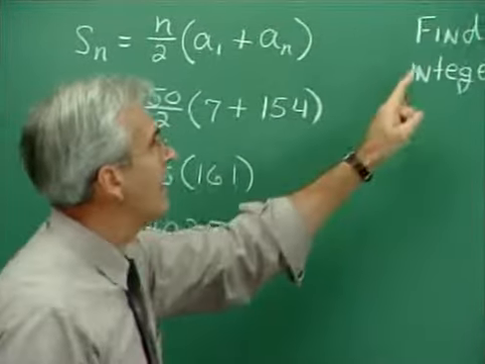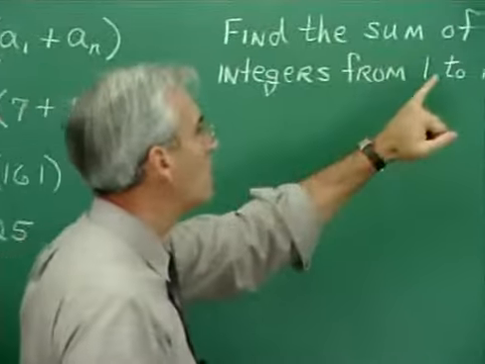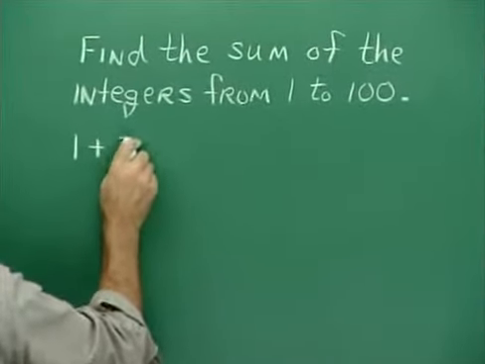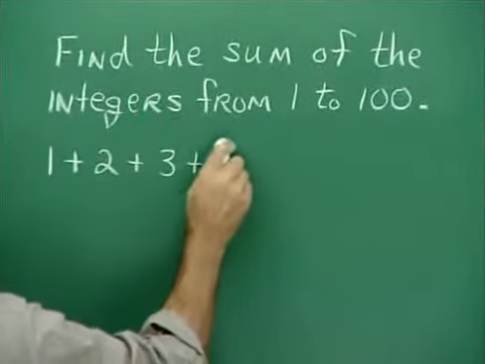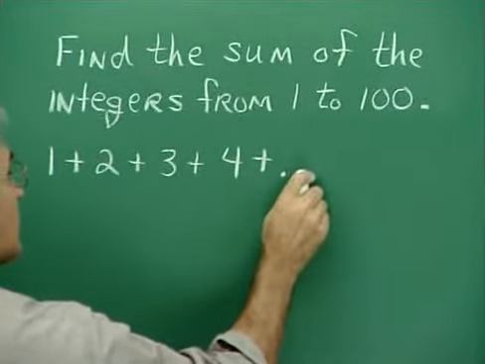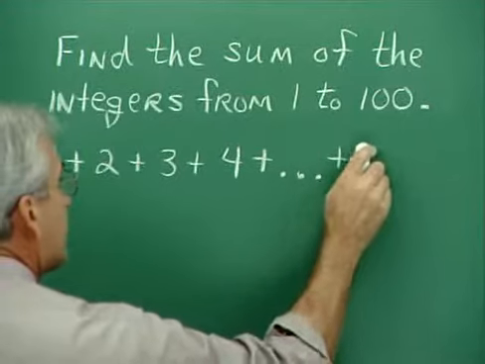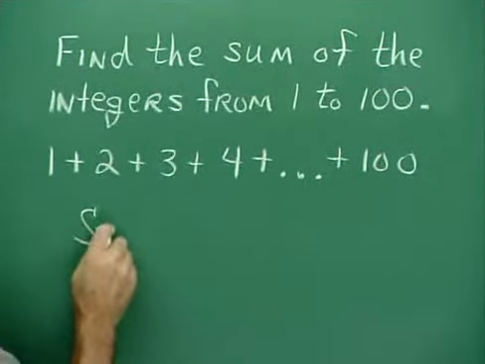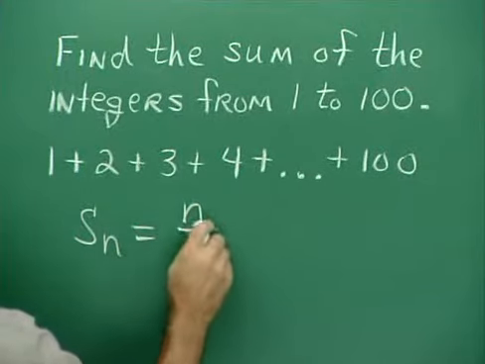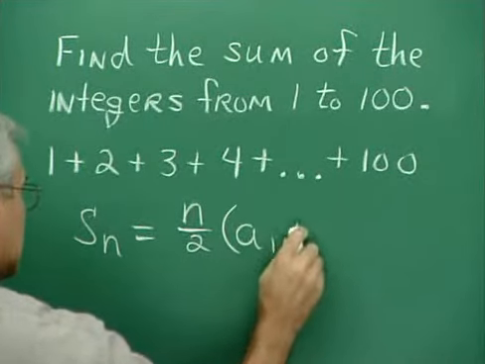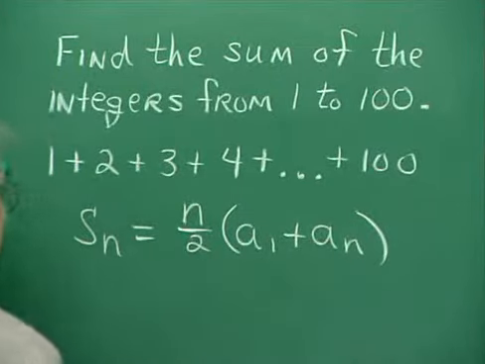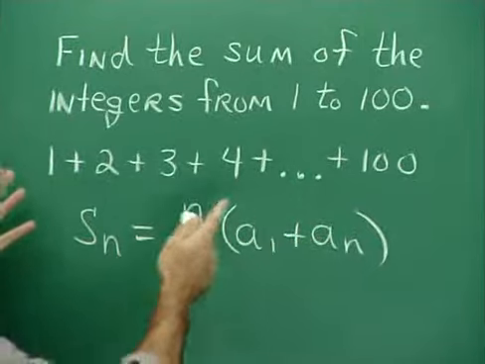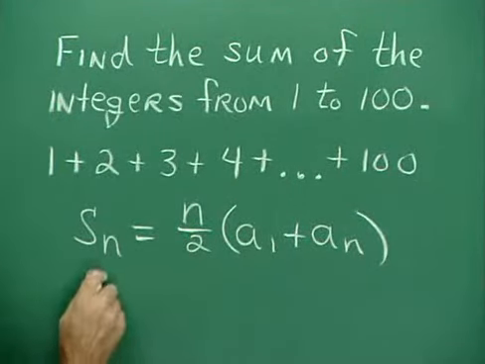In this one, we want to find the sum of the integers from 1 to 100. From 1 to 100, that means we're taking 1. We're adding 2, then 3, 4, and so on, all the way up to 100. All right, we can use our formula. Now, we know that we have, well, let's see, we have a built-in counting mechanism here. We have 100 items. So this is S sub n.